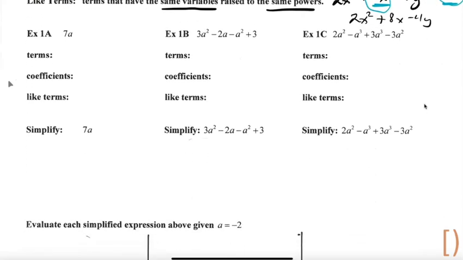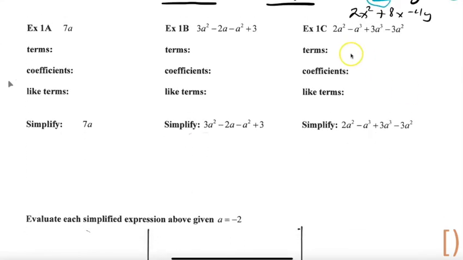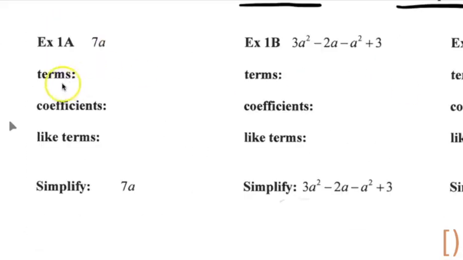Okay, let's break this down with examples. So example 1a here, they're giving 7a. Terms: this only has one term, right? There's only one thing there. The coefficient is the number in front of it. That would be the 7. Like terms: there's only one term. And if I ask you to simplify, well, you can't really do anything. 7a is 7a, you're done.